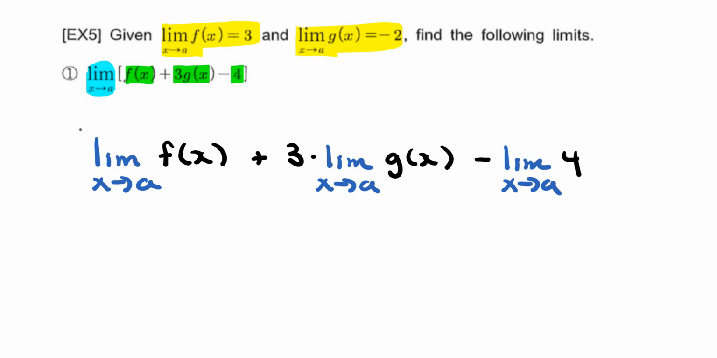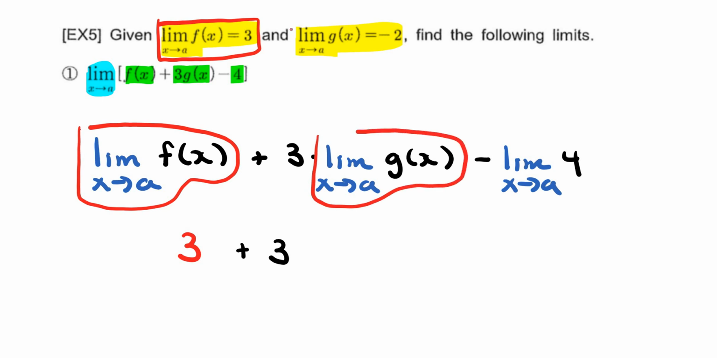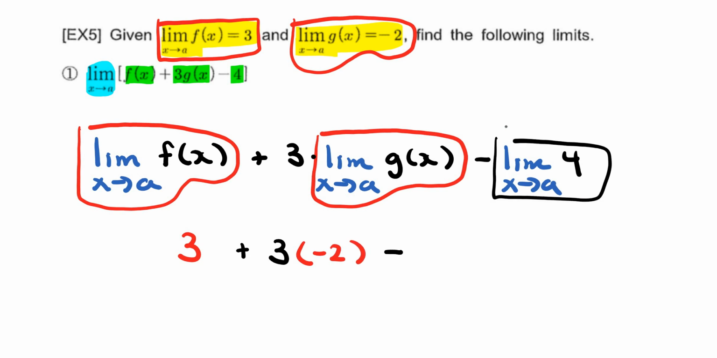If I take a look at this limit statement right here, we notice that it matches this limit statement there, so this first part is going to be 3 plus 3 times. Then we notice that this limit statement right here matches up with that, and that gives me a negative 2. And then we have a minus, and this part right here is simply going to be minus 4 because that's a constant.